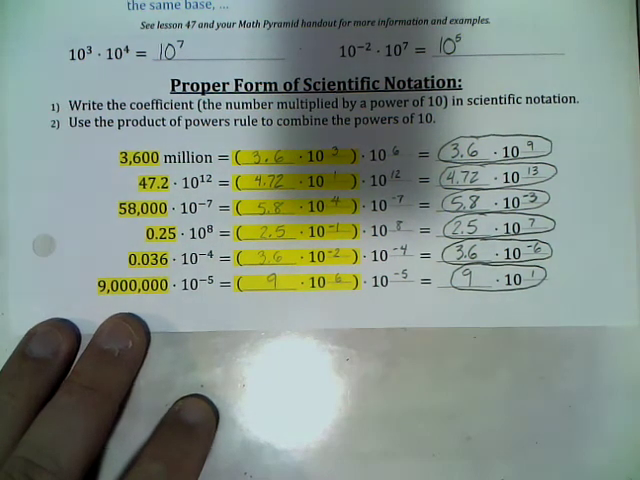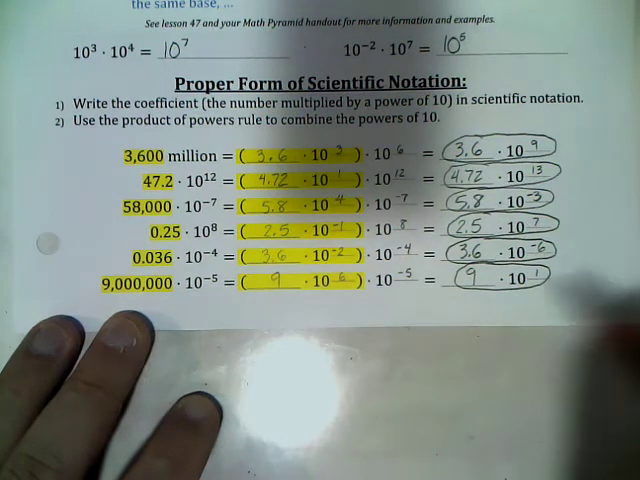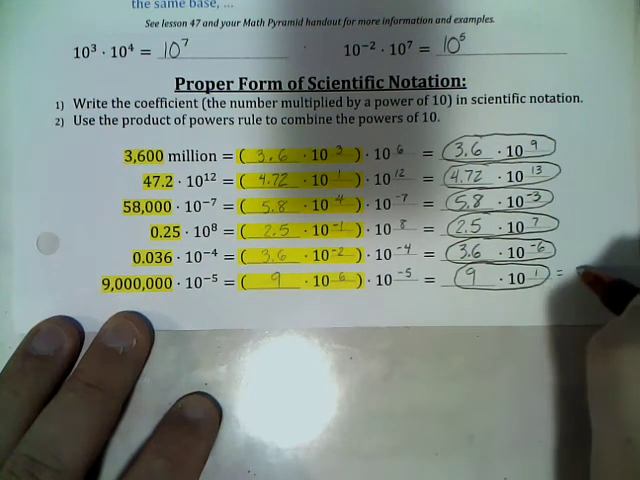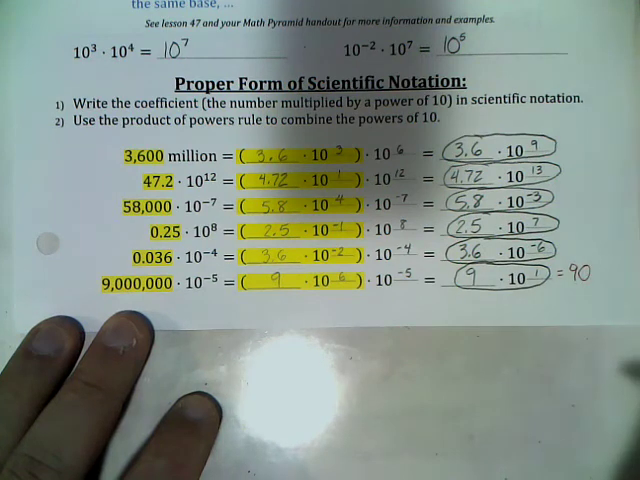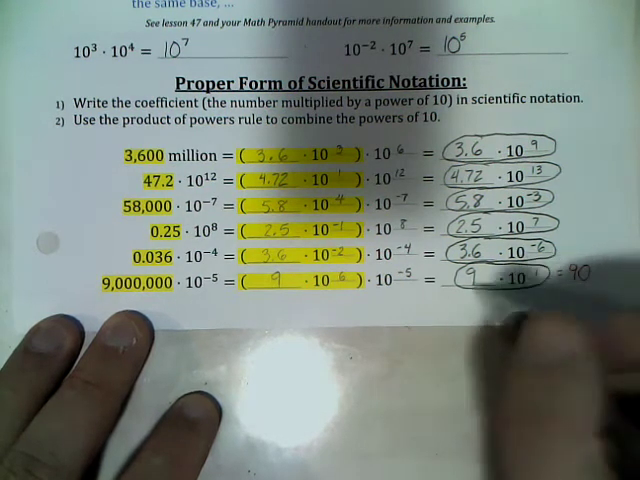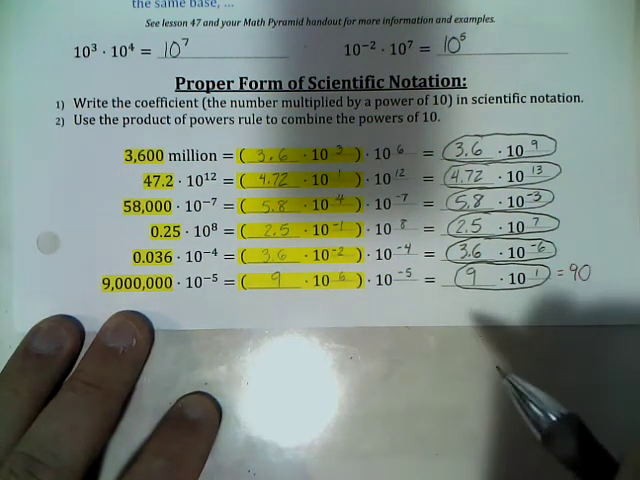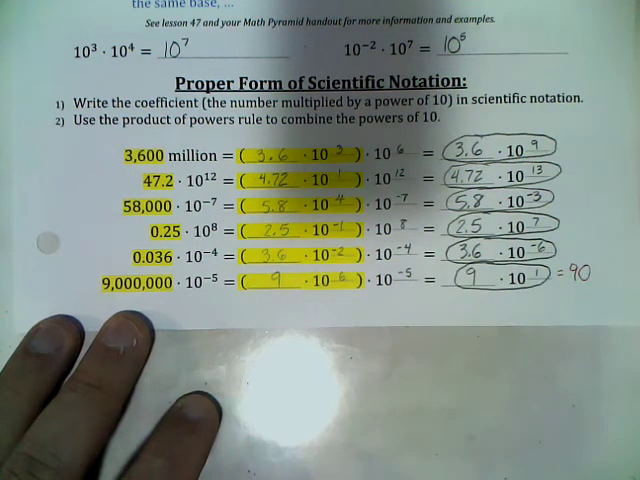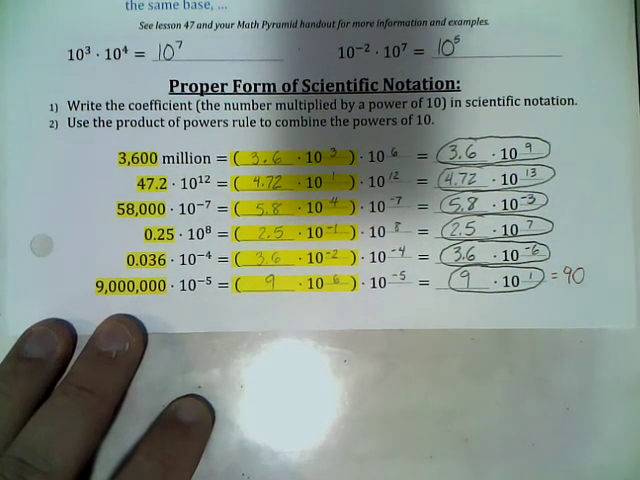By the way, on this one, normally we wouldn't use scientific notation for a number like this because we know 10 to the 1st power is really 10. And then 10 times 9 is 90. So the answer there really is just 90. So again, normally we don't use scientific notation for numbers like that. We usually use scientific notation for numbers that are much, much bigger or much, much smaller. But that is what it would be in scientific notation.